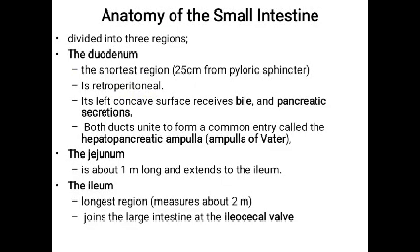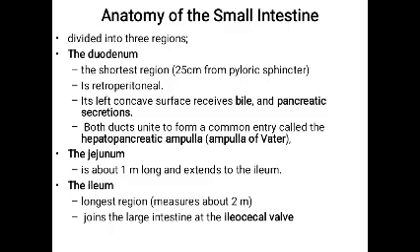Anatomy of the small intestine, divided into 3 regions. These are: 1. Duodenum, the shortest region, 25 cm from the pyloric sphincter. It is retroperitoneal. The left concave surface receives bile and pancreatic secretions. Both ducts unite to form a common entry called the hepatopancreatic ampulla, or ampulla of Vater.